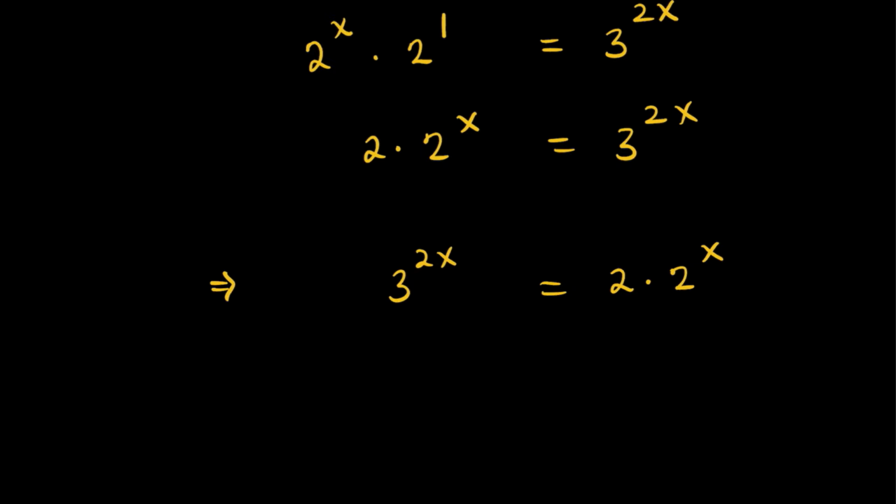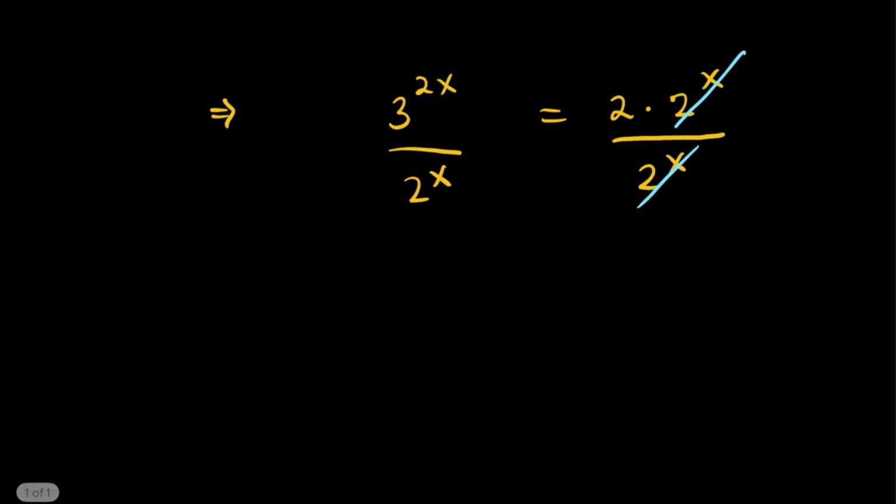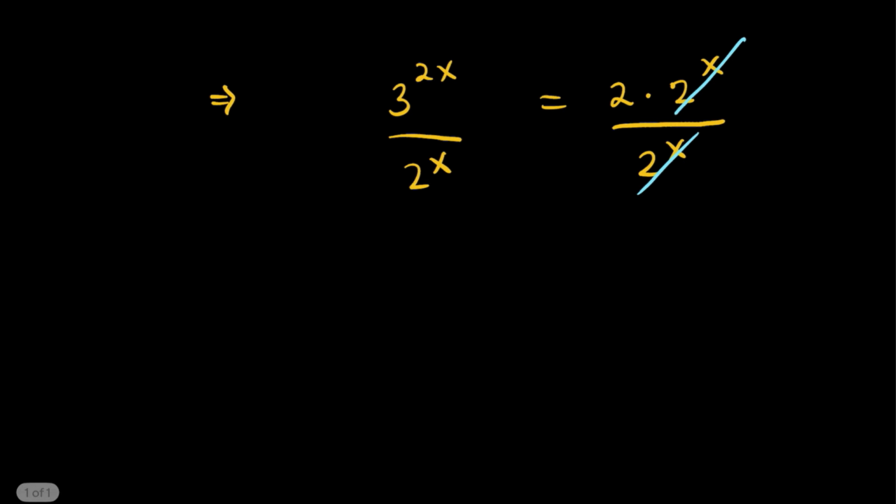Now I'm going to divide both sides by 2 raised to power x so that we can get rid of 2 raised to power x from the right-hand side. And then we are left with 3 raised to power 2x divided by 2 raised to power x is equal to 2.